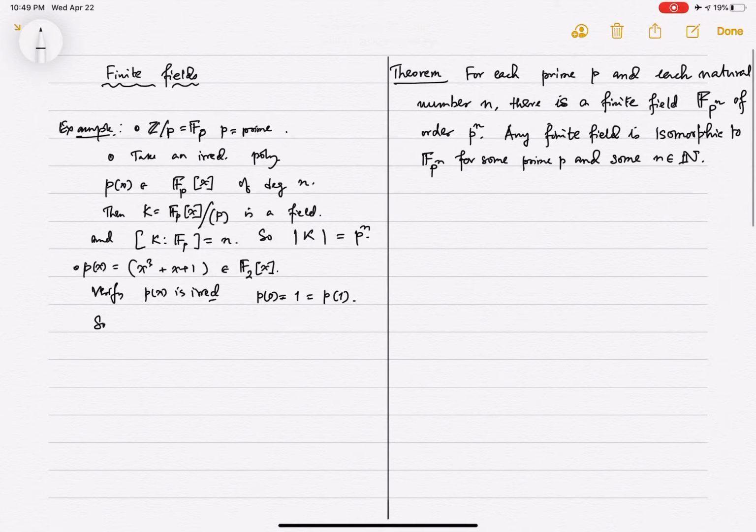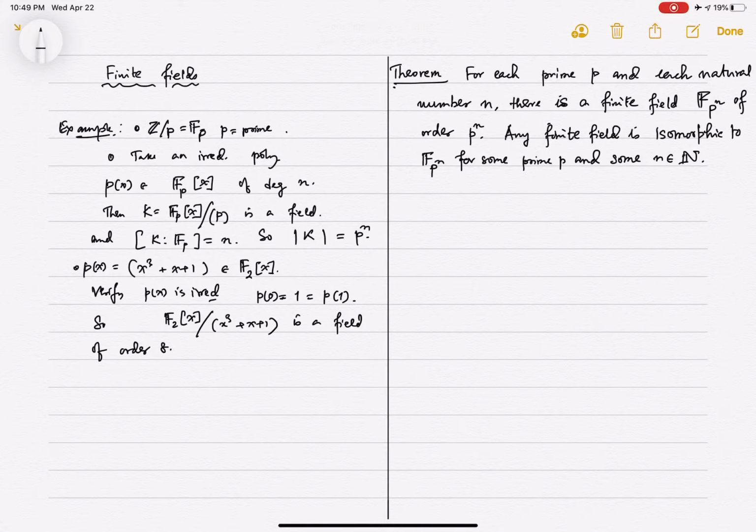So if you take this, it is a field of order 8. Okay. And in fact, if you can show that there is an irreducible polynomial of any degree over any F_p, then you would have one field for every prime power order. But we are sort of going to take a different path.